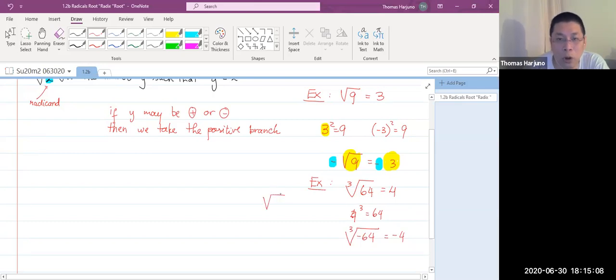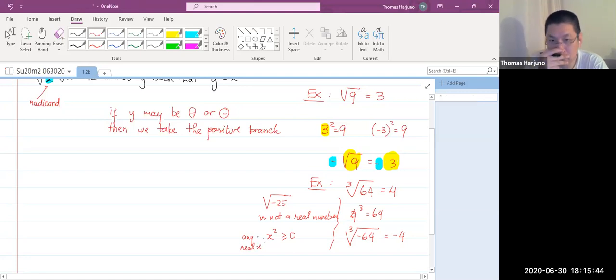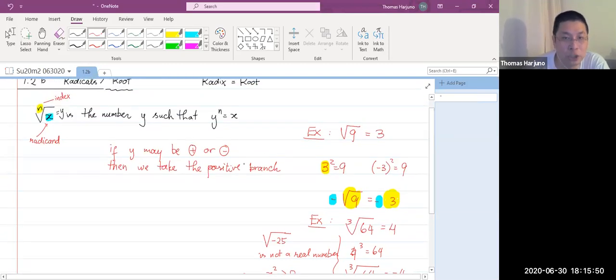Now, the square root of negative 25, for example, is not a real number, because for any real number x, when you square it, it will always be 0 or positive, it cannot be negative. At least 0.